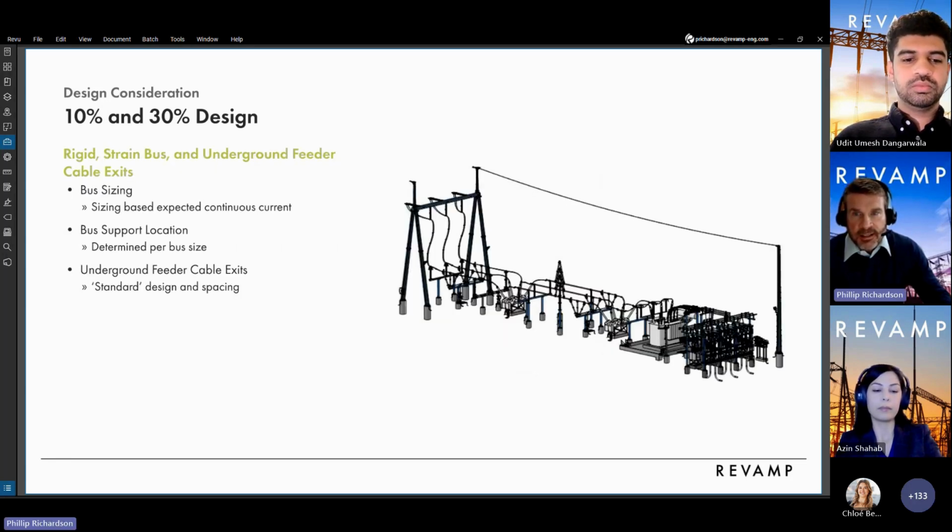So buses are sized to carry the expected maximum continuous current that will flow through them, with some fudge. At this stage, bus support location is based on the bus size. For example, for a 6-inch bus, we don't do spans greater than 45 feet between bus supports. For underground feeder exit designs, we design that with quote unquote standard spacing. Our standard is to space them as far apart as we can. Typically, we shoot for about 8 feet of spacing, which most of the time on our designs is sufficient. Again, we need the ampacity study and short circuit studies to confirm this part of our design.